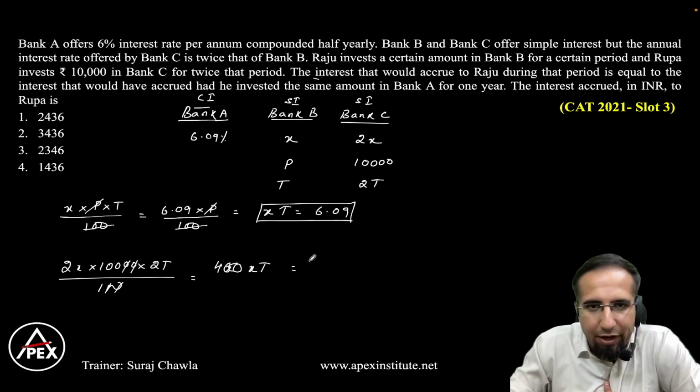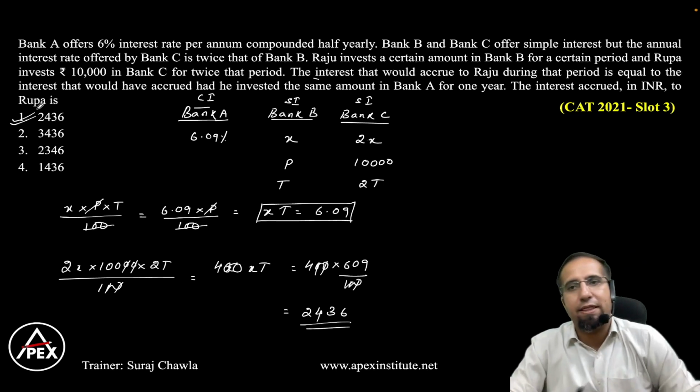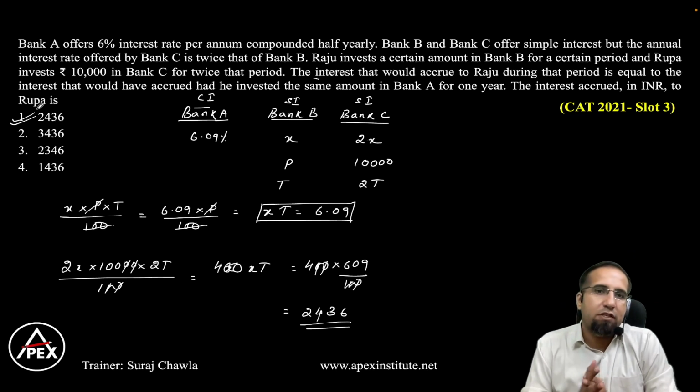Now xt is 6.09, so we can replace xt, that becomes 400 into 6.09 divided by 100. The zeros get cancelled. So 4 9s are 36, 4 6s are 24. So our final value here becomes 2436, and that becomes the final answer of this question.